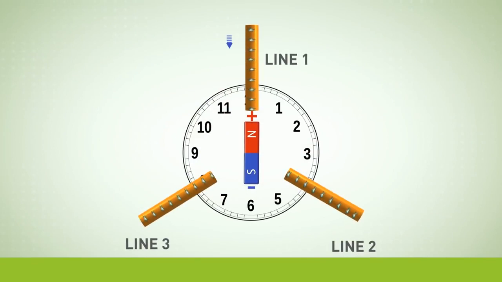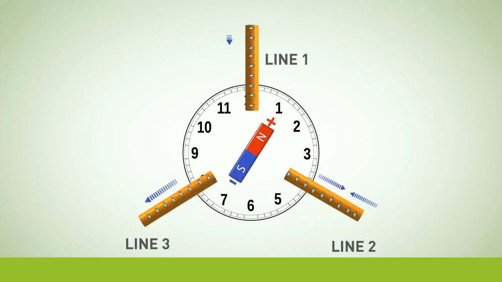Let's look again at the example. As the magnet is spinning, when the north pole is at 1 o'clock, it becomes perpendicular to line 2, so of course the electrons stop moving in line 2. But they are still moving in line 1, attracted by the closer north pole, and they are moving in line 3, repelled by the south pole.